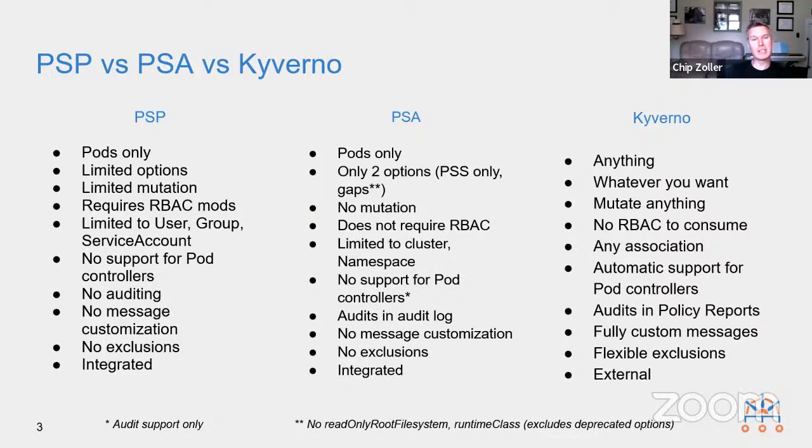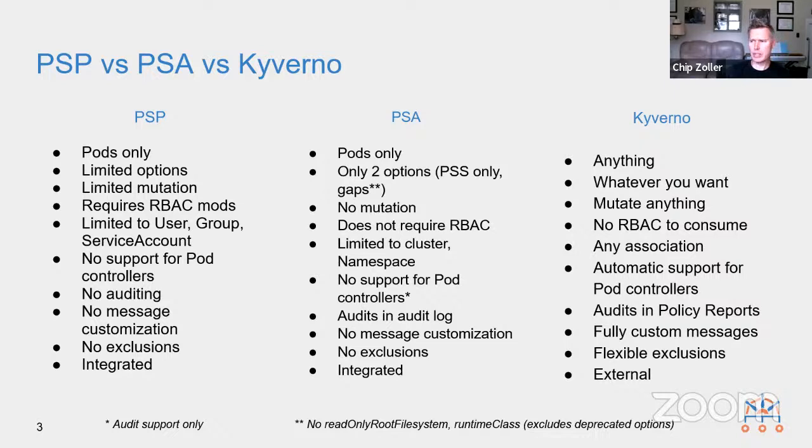You can implement baseline profile, or you can implement restricted profile. And restricted builds on top of baseline. So if you implement baseline, you get, let's say 8. I can't remember what the exact number of controls are. If you implement restricted, you still get baseline. You're just adding the restricted on top of that. So those are your options in pod security admission.